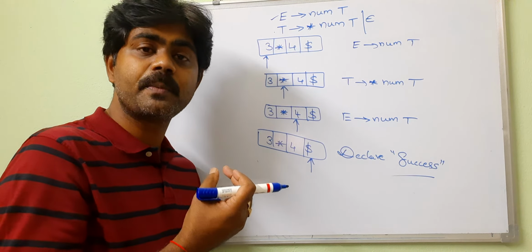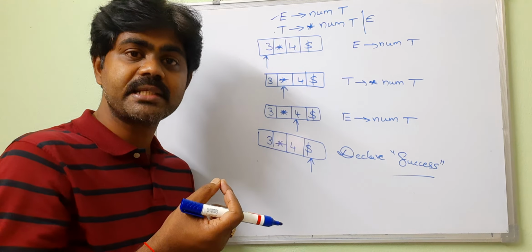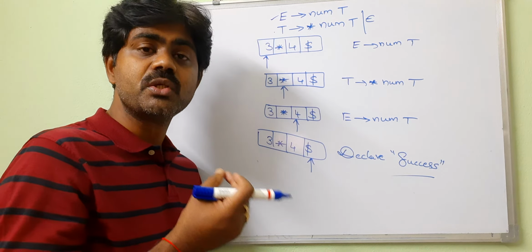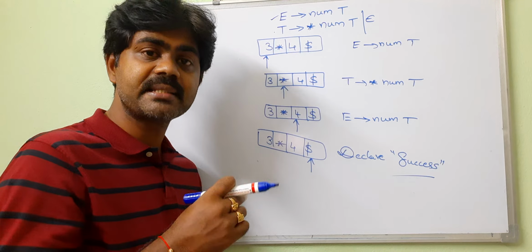So as I said, predictive parsing has two methods. One is recursive descent parser and the next is LL of 1 parser. So we'll discuss LL of 1 parser in the next video.